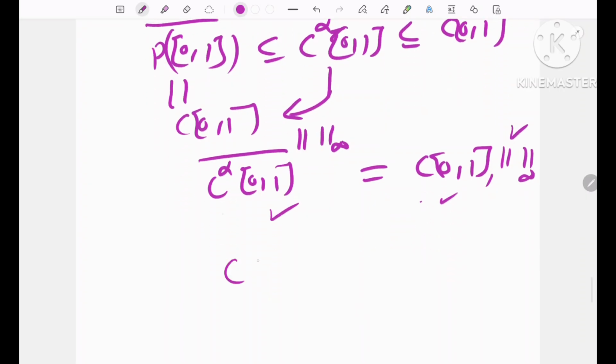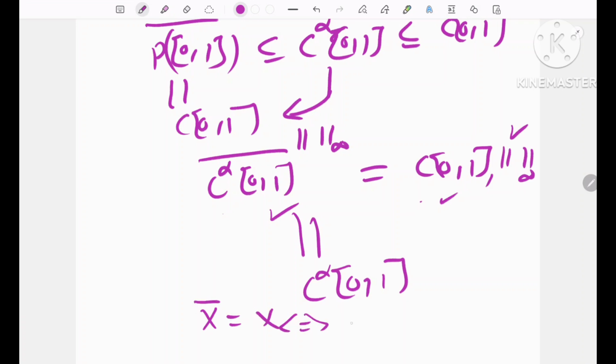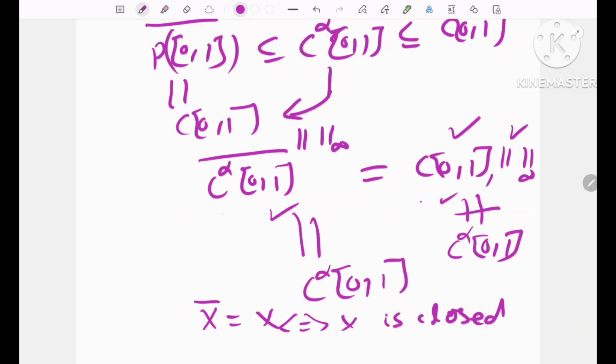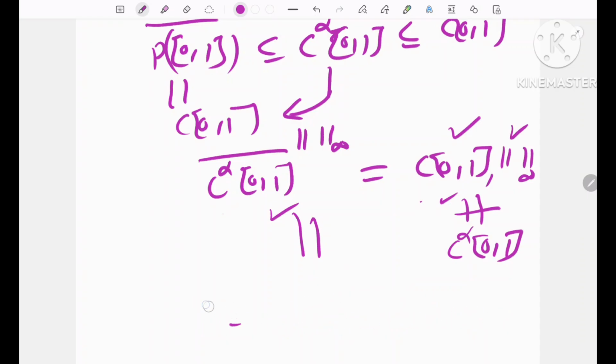But if this set were closed, then it should equal the same space. If X is closed, then the closure of X equals X, that is, X is closed if and only if X equals its closure. But here this is not happening. Here the closure is something different, and this space is not equal to C alpha [0,1]. So it implies that this space is not closed with respect to the sup norm.